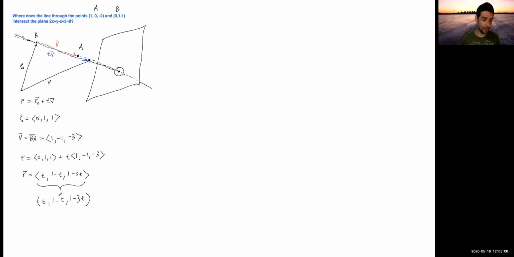For every value of t, this is a point on that line, okay? So here's the vector pointing at it, here's the coordinates. We're looking for the one that also lies on the plane. What does it mean to lie on this plane? It means you satisfy the equation: a point on the plane satisfies 2x plus y minus z plus 3 equals 0. That's what it means to be a point on the plane. Your coordinates, x, y, and z, when put into this equation, make it true.